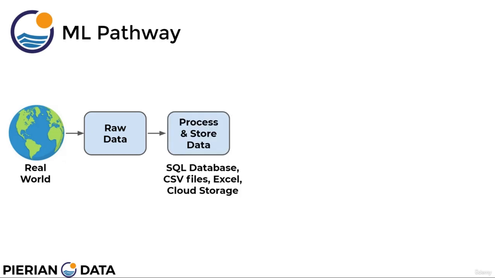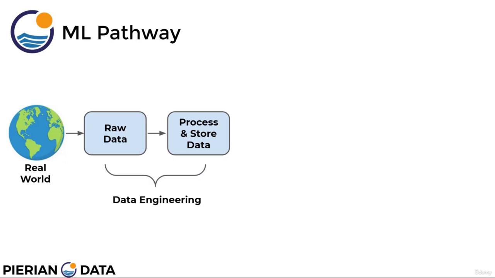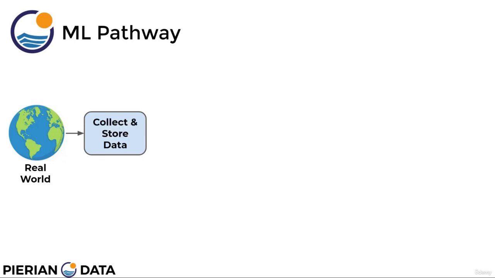And then we have to process and store this data. So we can store it in a SQL database, CSV files, Excel, cloud storage, etc. Lots of different ways and lots of different options for storing this data. And depending on the data format, where the data is coming from, and just the size of the data, different options are going to be better than others. And in general, we're going to label this process of gathering raw data and processing it and storing it as falling under the realm of data engineering. So let's go ahead and combine these two blocks to save a little space. And we'll say that our data engineering step along this pathway is to collect and then store that data.